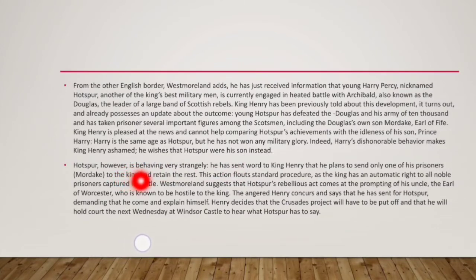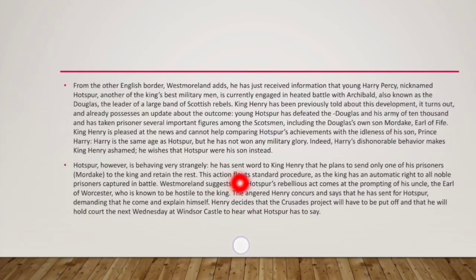Hotspur, however, is behaving very strangely. He has sent word to King Henry that he plans to send only one of his prisoners, Mordick, to the king and retain the rest. But Hotspur has some other plans brewing in his head. Now, he has been behaving rather strangely, and he sends word that he is only willing to give the king one prisoner, and that is Mordick.